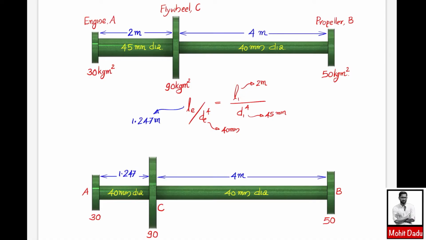So now you have a torsionally equivalent shaft with a uniform diameter of 40 mm from the left end rotor, A, to the right end rotor, B, with the lengths on either side of rotor C being 1.247 and 4 meters. This is the three rotor system for which we have to find the natural frequencies and locate the nodes. Based on our previous lecture, there are two types of frequencies. One is the two node frequency, where two node points occur within the shaft section, and in the single node type there is a single actual node within the system, and the other node is a projected one.